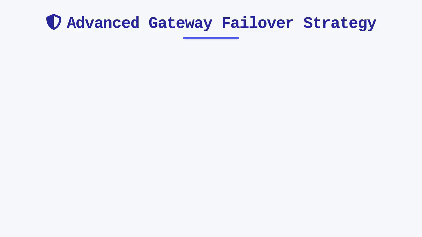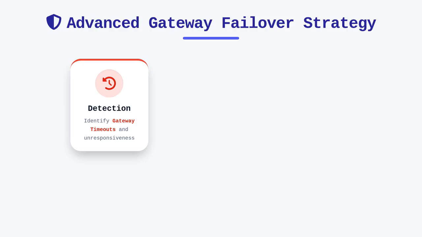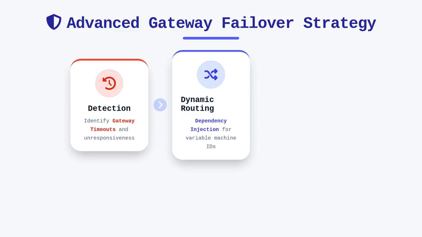Scaling beyond simple retries, we can design logic to redirect tasks to alternative machine groups if the primary gateway remains unresponsive. If a gateway timeout is detected, the cloud flow can dynamically route the serialized work item to a secondary machine capable of performing identical tasks.